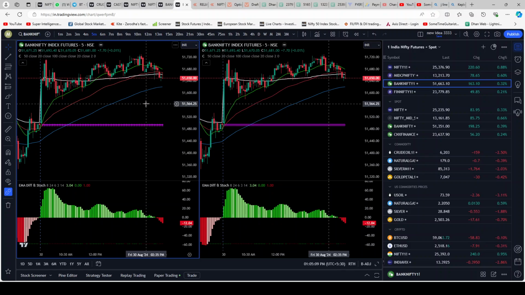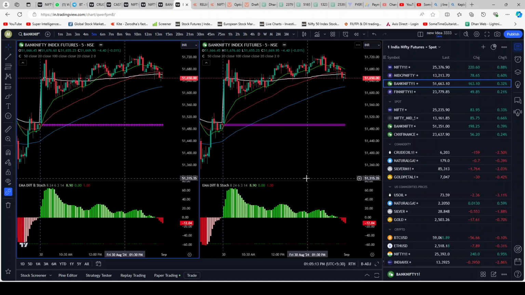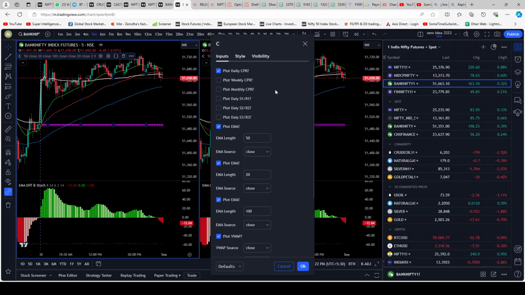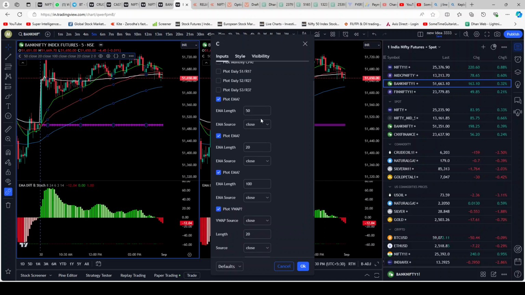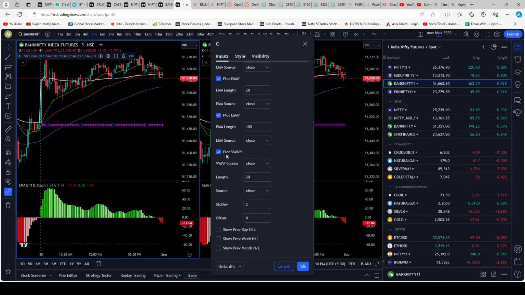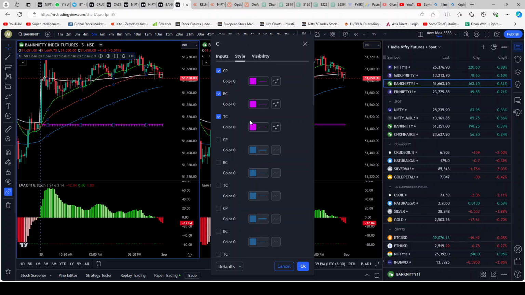Now that we have done the setting, you can go back, pause the video and check my settings. I don't mind showing you once again. Let me show you from this side now how it looks. So they're both identical. Plot daily CPR will be checked, everything else will be unchecked. EMA is checked, 50, 20, 100. That is the default value. We're not changing anything. VWAP is ticked. All these three at the bottom are unticked.